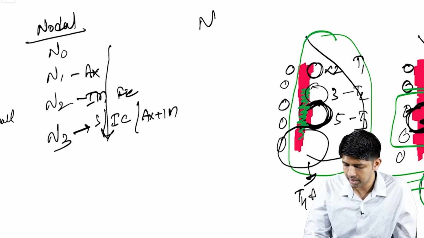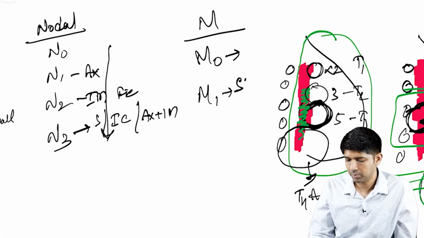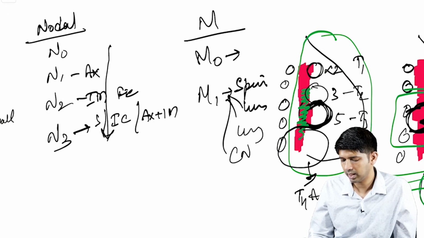And finally the M staging, M0, M1. If there is no metastasis, M0. M1 will be either to the spine or to the lungs, the liver, or CNS, the brain. Okay.